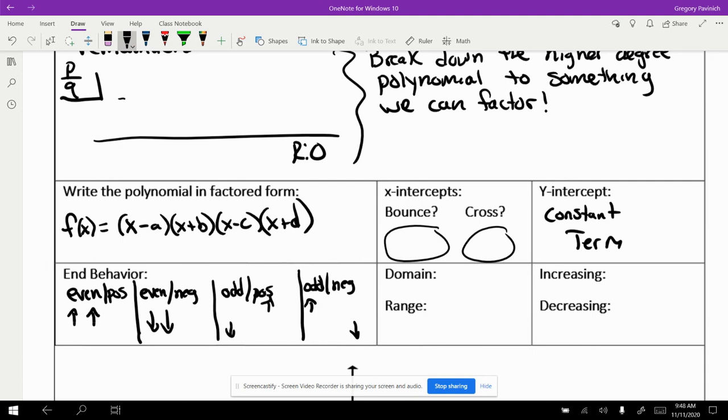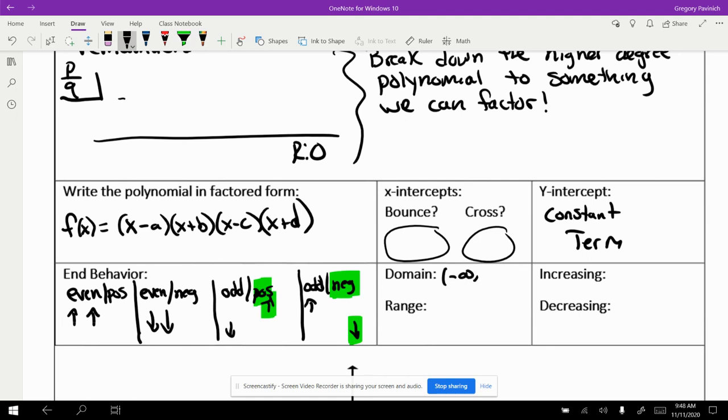One way I remember those, the odd ones, is that the right end always does what the sign says. So if it's positive, the right end goes up in the positive direction, and when it's negative, the right end goes down in the negative direction. And I know the other side does the opposite.